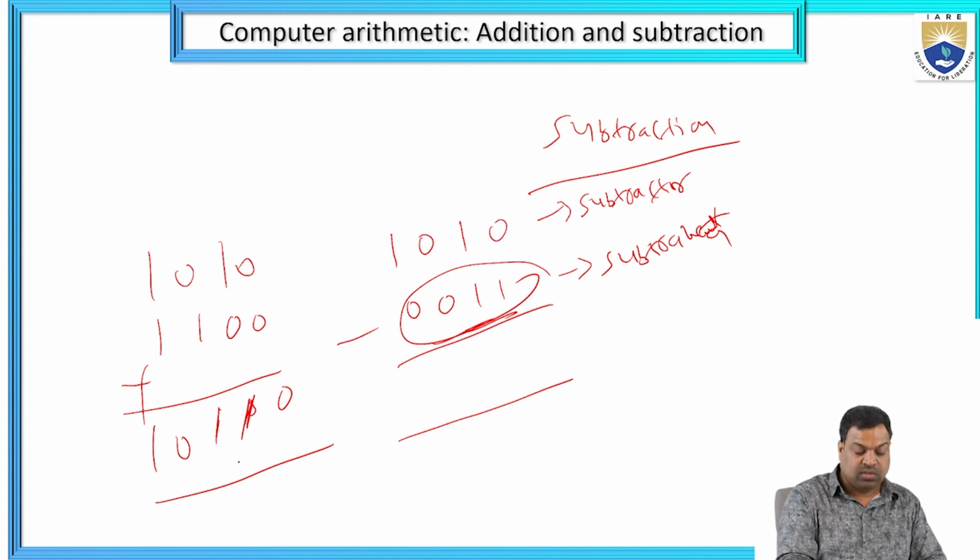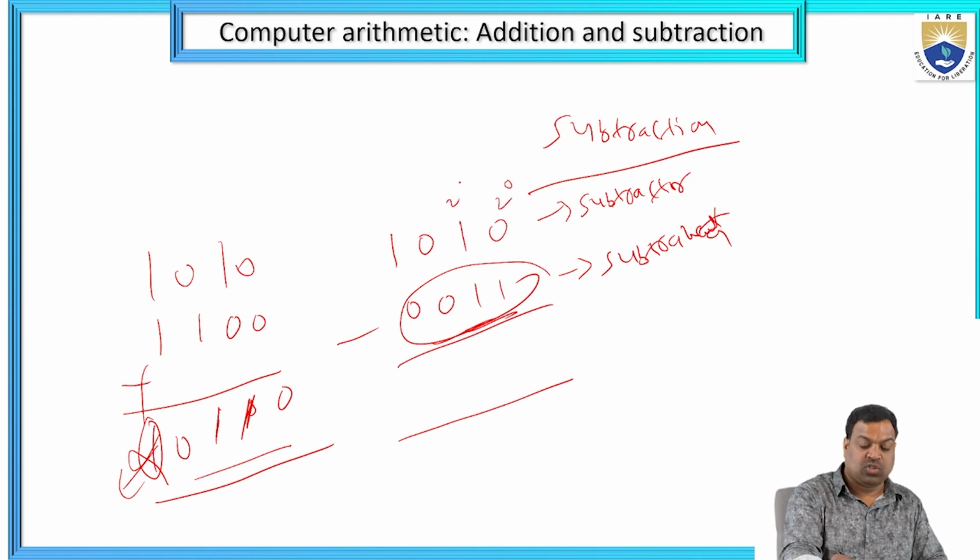So it is a 1. I'm removing this one. 0110. So is it correct or not? We have to check. So what is the 1010 value? 2 power 0, 2 power 1, 2 square, 2 cube. That means 8 plus 0 plus 2 plus 0. 8 plus 2, 10.